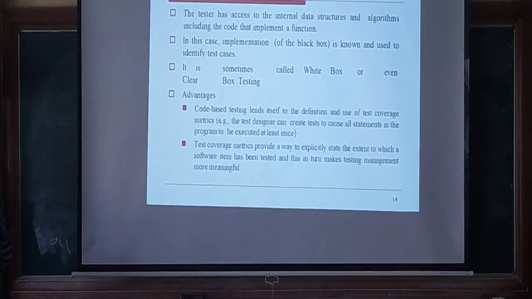So this lends itself to the definition and use of the test coverage metrics. A test coverage metric provides a way to explicitly state the extent to which a software item has been tested, and this in turn makes testing management more meaningful. So to what extent the testing has been done is given by the test coverage metric. This helps in managing the testing more meaningfully. That is another advantage of code-based testing.